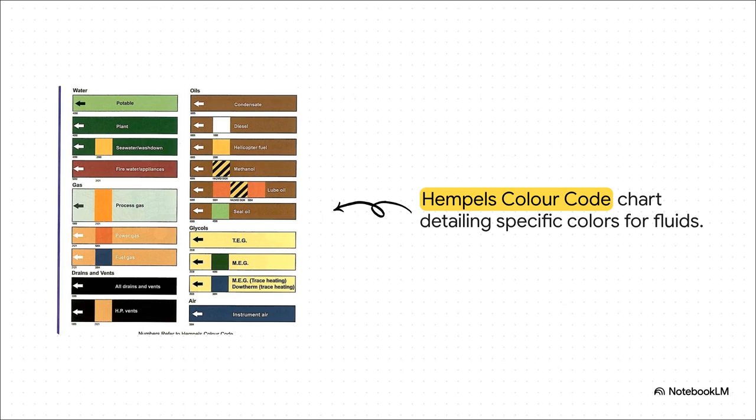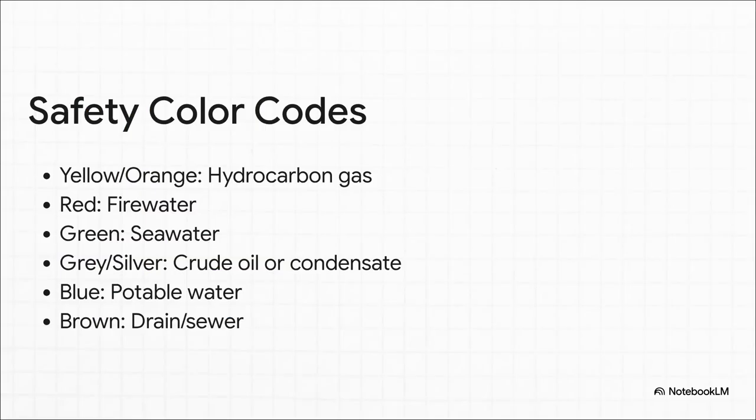Paint isn't just for preventing rust out here, it is a vital communication tool that speaks instantly to everyone on board. Here are the critical colors you absolutely need to know. Yellow or orange screams hazard. That's your hydrocarbon gas. Red is your emergency firewater. Green is seawater. Gray or silver indicates crude oil or condensate. Blue is potable drinking water. And brown is for drains and sewers.